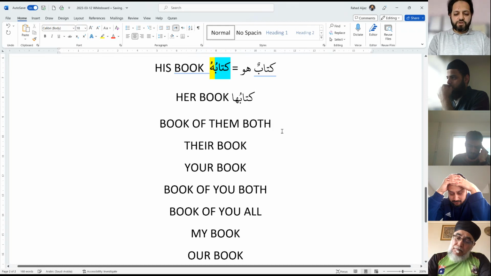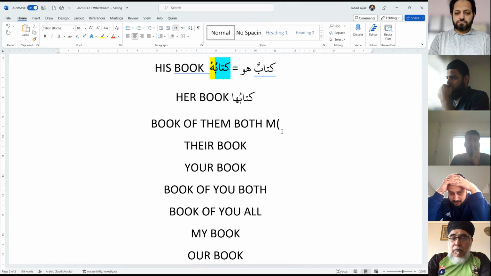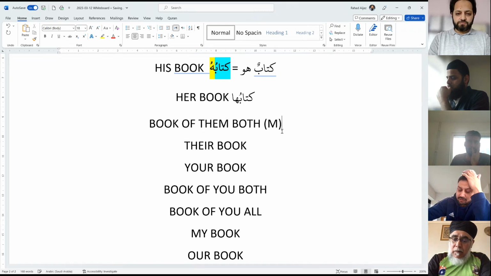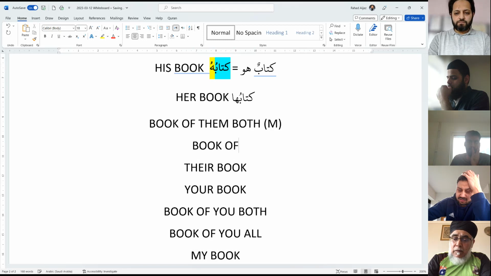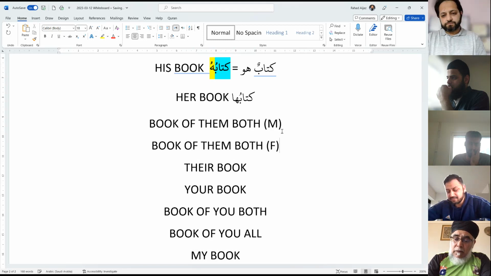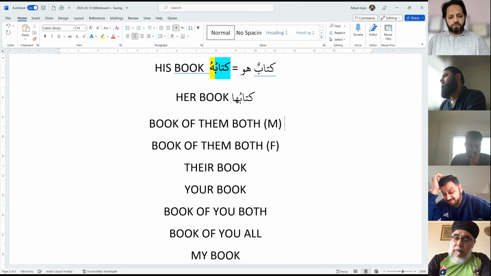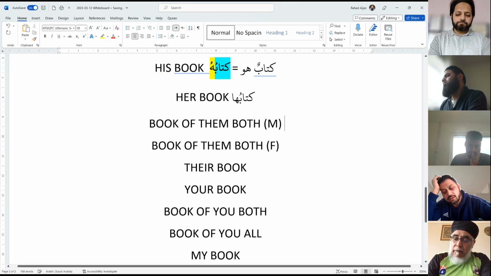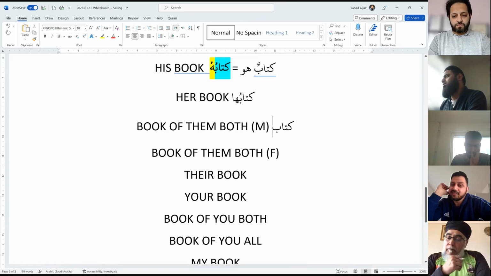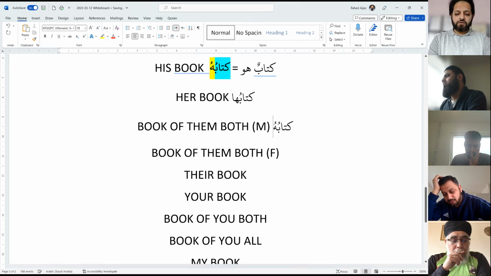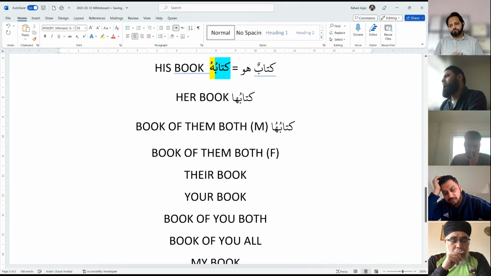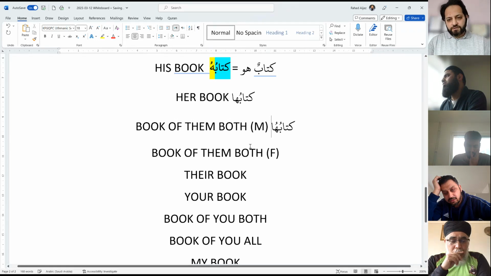Now, in this one, we're first going to do masculine. Later on, we will do feminine. Let's do both together. Book of them both, feminine. Kitabuhuma. Kitabuhuma. Correct. And why huma and not hima? Because of the rhyming reason. Correct. That's the reason. Because you have the u, you chose the u.